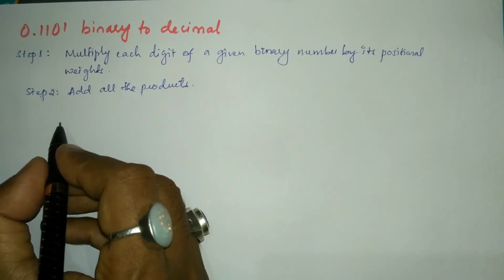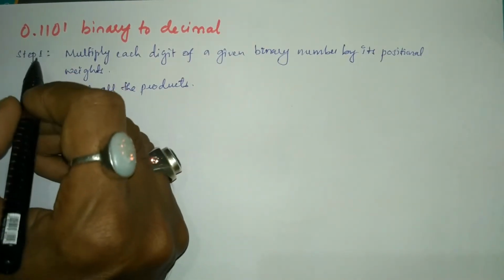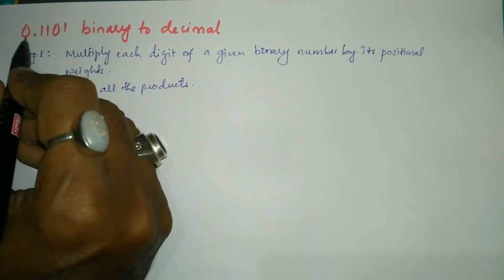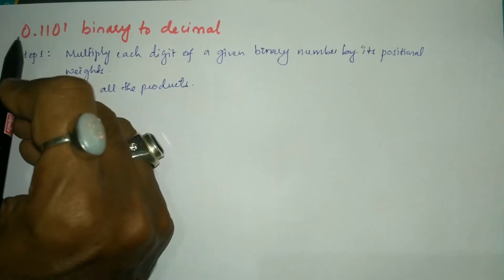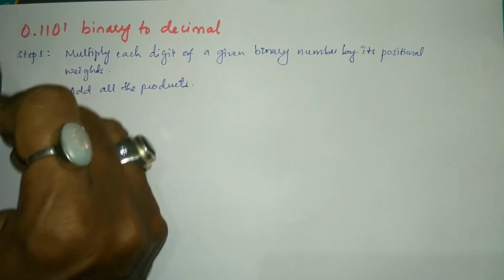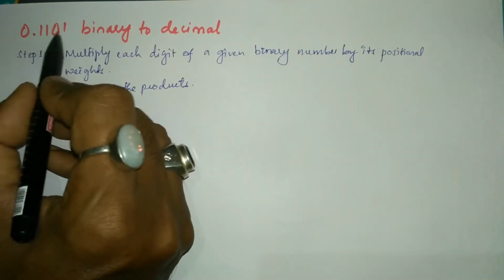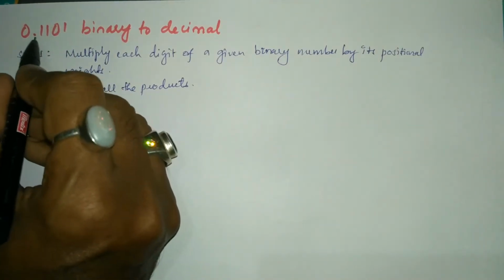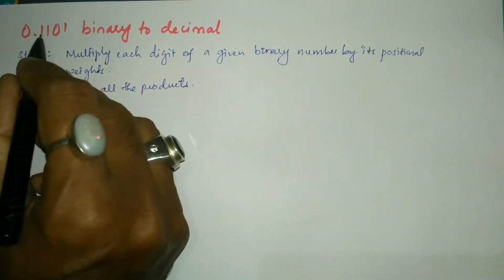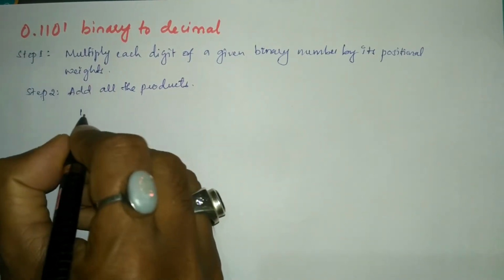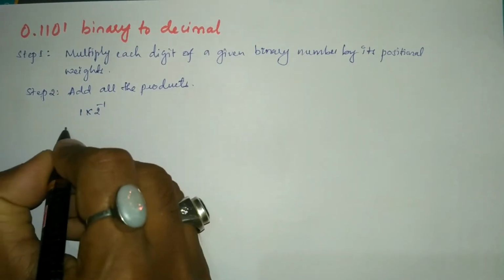Now let us go for multiplying each digit of a given binary number by its positional weight. You can see here we have been given the fractional binary number. So in place of the whole number we have got 0. After the decimal point we have the binary digits, which is called the binary fraction. So after the decimal point, the leftmost bit, 1, is multiplied by 2 to the power minus 1.